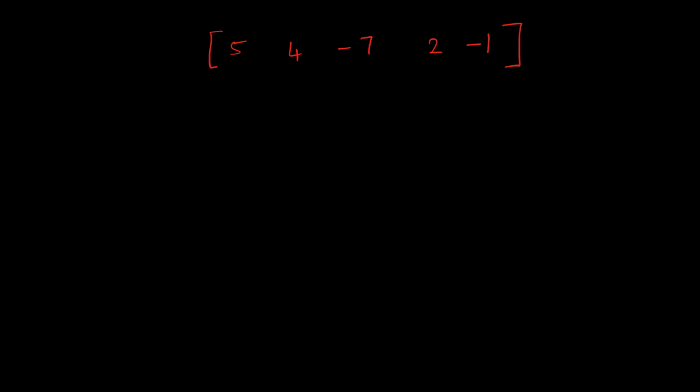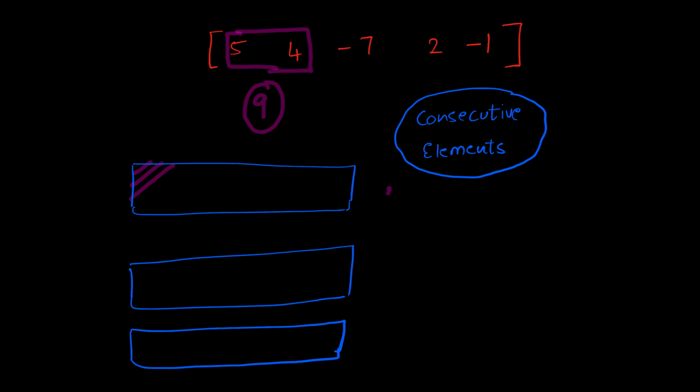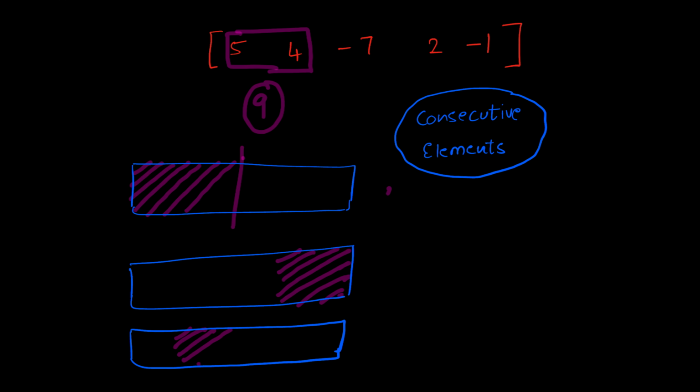Let's use this example. The maximum subarray total for this array is 9, where we are taking the first two elements only. Before we dive into the solution, let's talk through a couple of concepts. As we are looking for a subarray where the elements are consecutive, there are three possibilities for a subarray to exist. One possibility is that the subarray that gives the highest total is at the start of the original array, that is, the start index is 0. Another possibility is at the end of the array. And the third possibility is that it is in between, where the start and the end index are non-zero values.